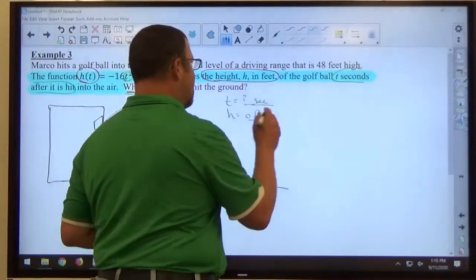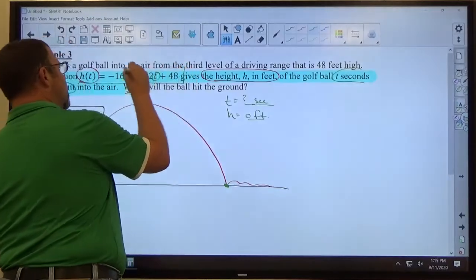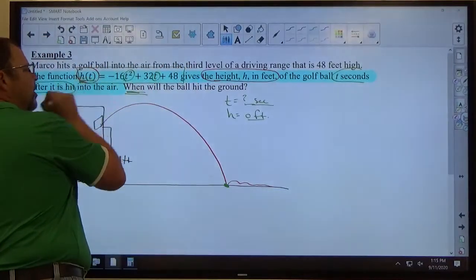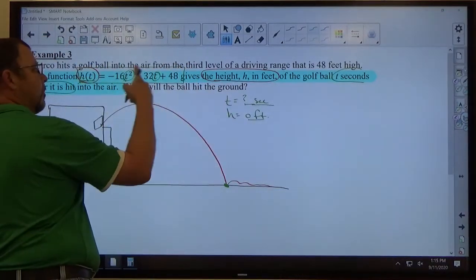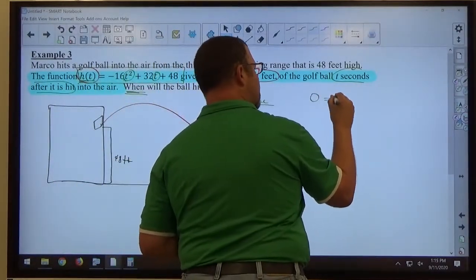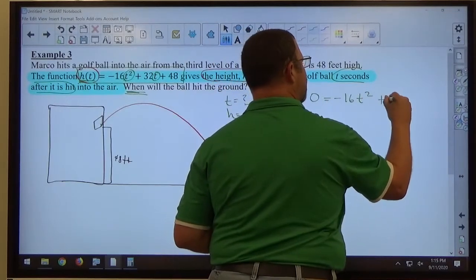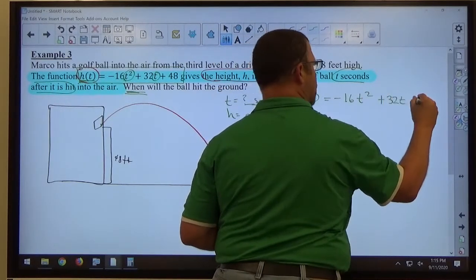So with that in mind, I'm going to take this function here. I'm going to change h of t into the number 0, because that's what the height is, and I'm going to try and find out what t equals. So it's going to look like this. 0 equals negative 16t squared plus 32t plus 48.